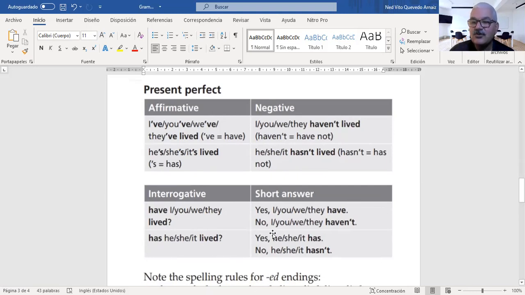And of course, the short answer would be, as we explained, with this auxiliary. Yes, I have. Yes, she has. But if it is negative, you will say, no, you haven't. No, he hasn't. That's the way. Well, that was the first part.